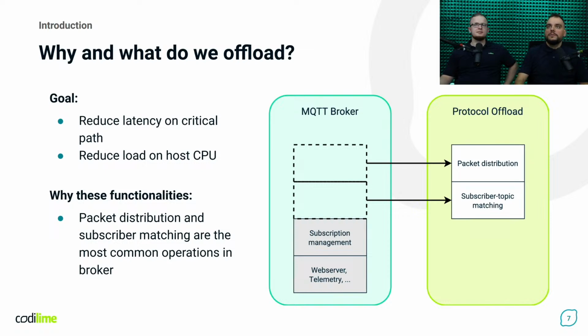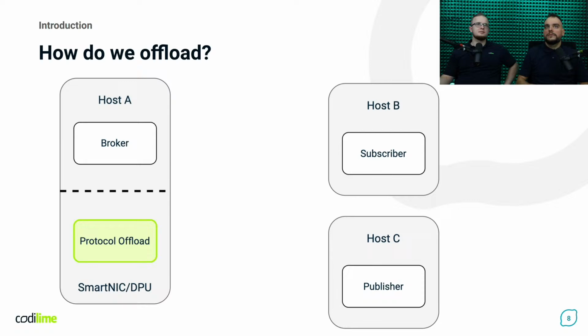So, with this concept, how will the workflow in MQTT look after introducing the offload? So, we have a new entity, we called it protocol offload, and it will be realized on some kind of smart NIC.